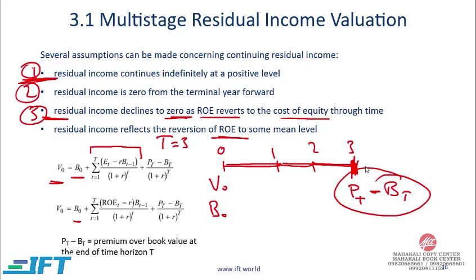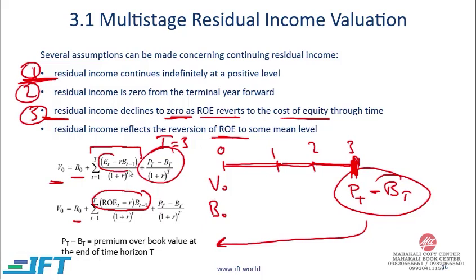If you expect that at this stage the ROE is equal to R, then what will the premium be? Then it will be 0. In any case, you estimate this premium and then discount the premium back. How is this formula different? This is something we've talked about, that your residual income can also be written in terms of ROE minus R into the book value at the start of the period.